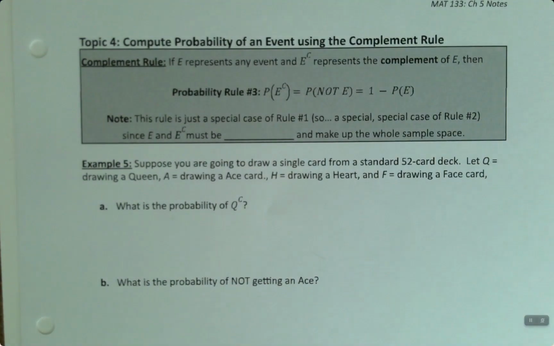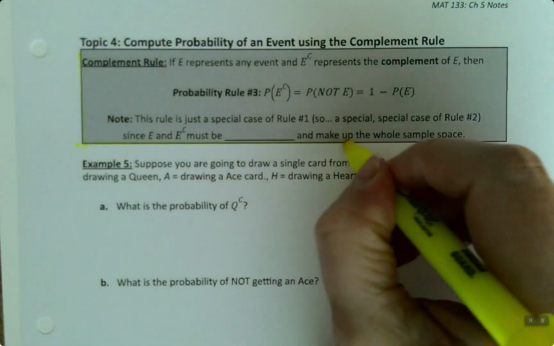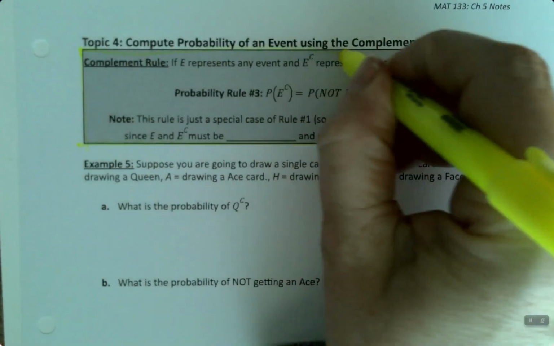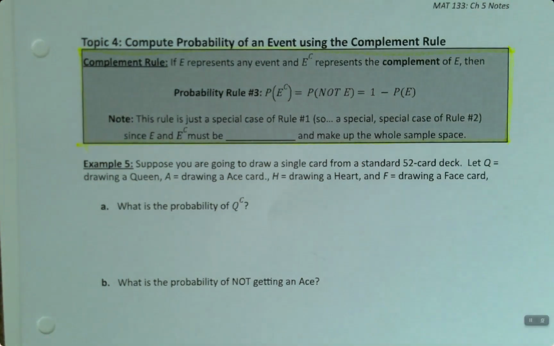In this chapter, no sooner do we learn a new definition, like the complement, than we also learn how it affects probabilities that we need to find. So we're going to look at the complement rule, which is rule number 3 in our list of probability rules.